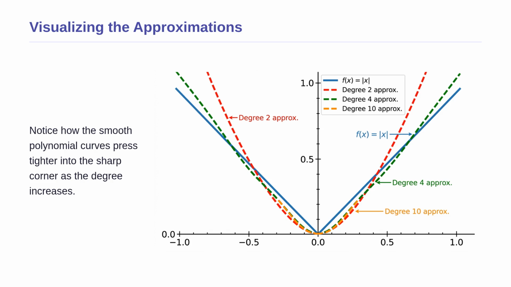On this graph, the solid blue line is our target, the absolute value function, with its sharp corner at the origin. The red dashed line is our degree 2 approximation, a simple wide parabola. The green dashed line is the degree 4 polynomial we just calculated, which is already pulling much closer to the straight sides. Finally, the orange dashed line shows a degree 10 approximation. You can see how the smooth curves are being forced to bend sharper and sharper at the origin. The diagram beautifully illustrates that even jagged continuous functions can be approximated by smooth polynomials.